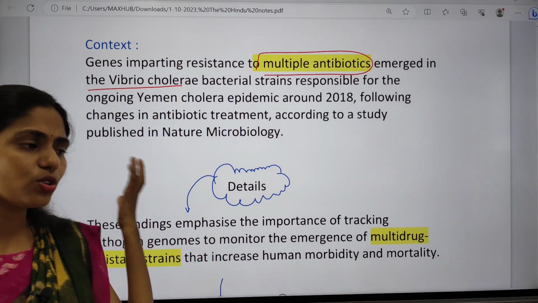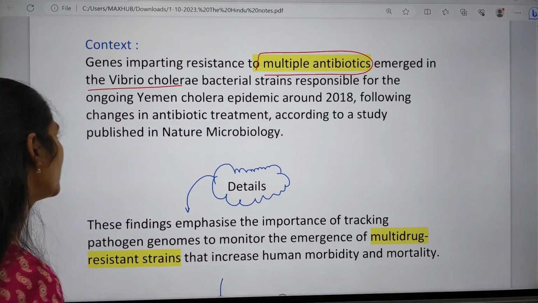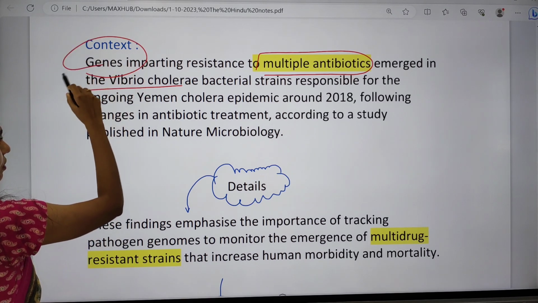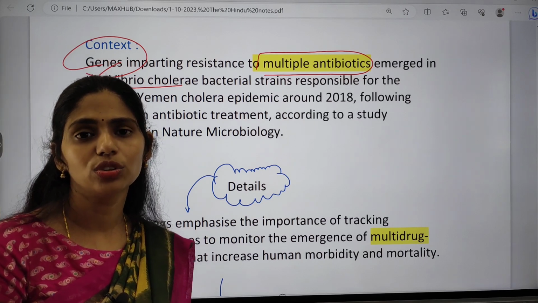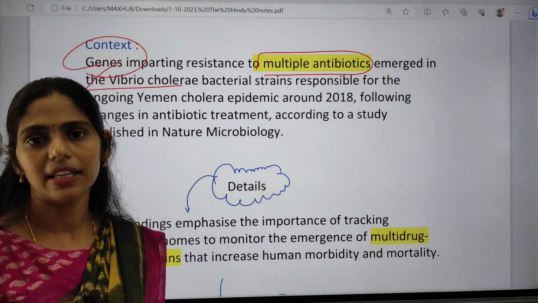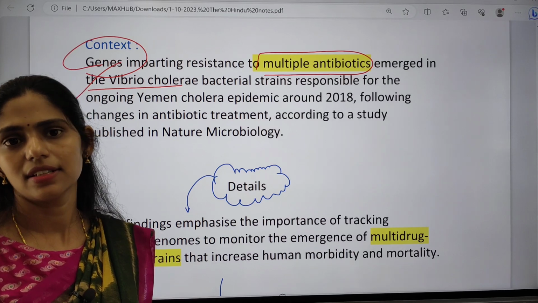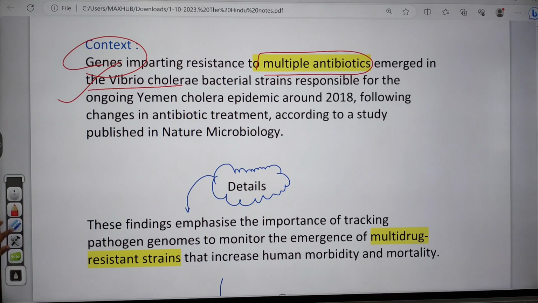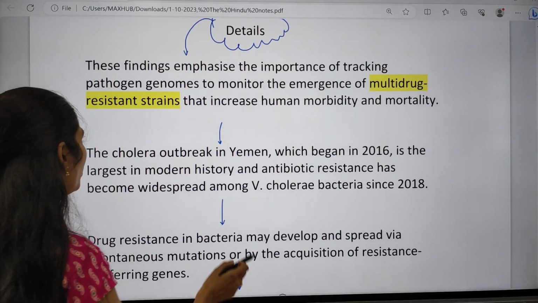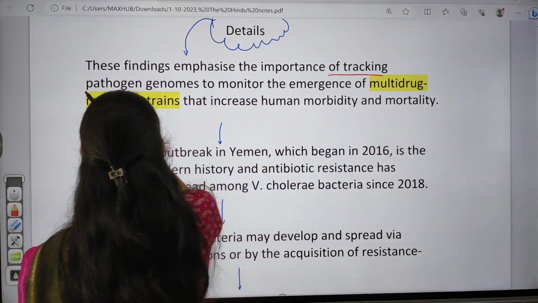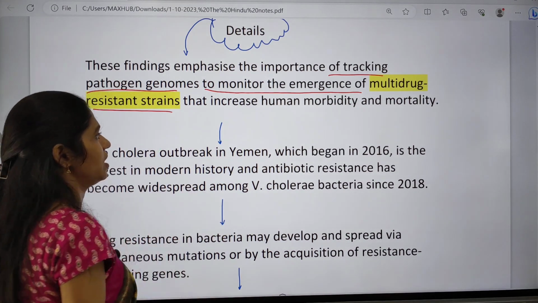That means if you are using antibiotics, they are not acting on this Vibrio cholerae. It is because of genetic modification. The Yemen cholera epidemic happened around 2018, and the study was recently released regarding the genes present for antibiotic resistance in Vibrio cholerae. It says these findings emphasize the importance of tracking pathogen genomes to monitor the emergence of multiple drug resistant strains.